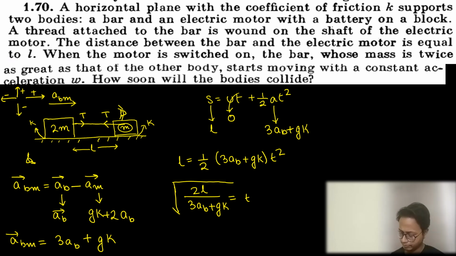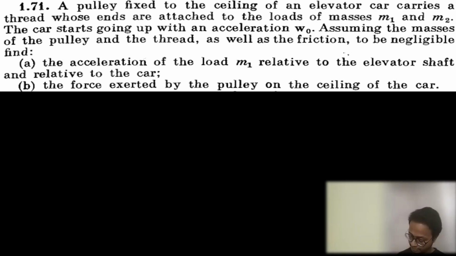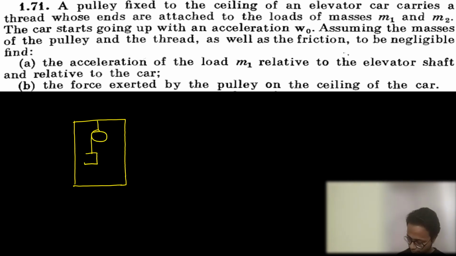Understood? What the question is saying is that there is a lift. It means elevator. Inside this elevator, there is a pulley system of blocks of mass m1 and m2, and this lift is moving up with acceleration omega naught. Now the question is asking to find the acceleration of m1 and m2 relative to the lift.